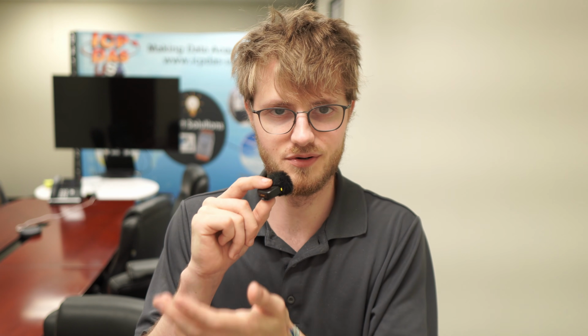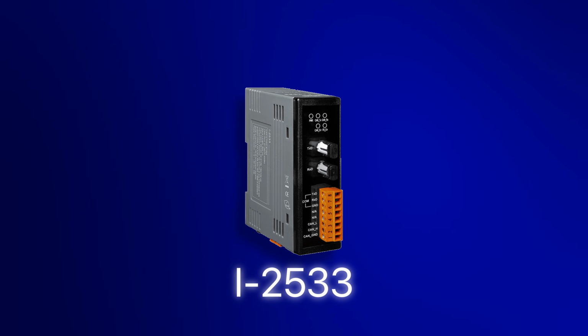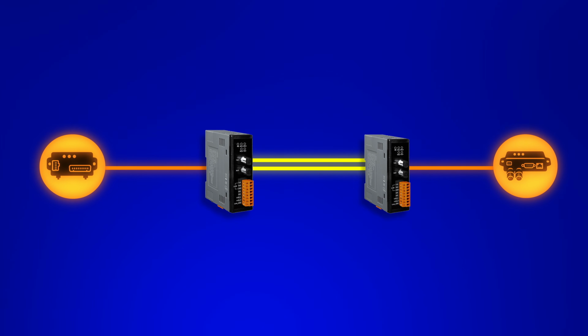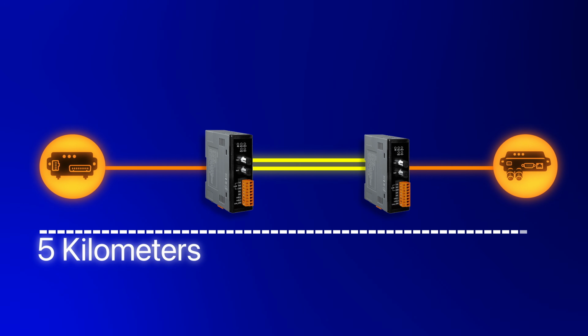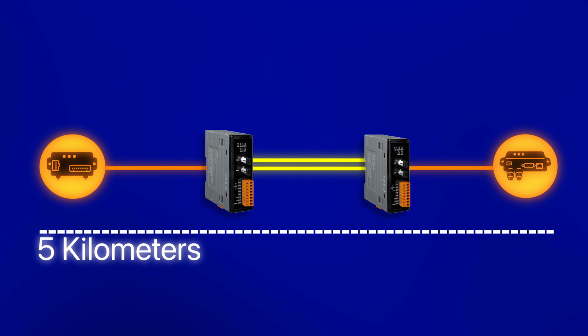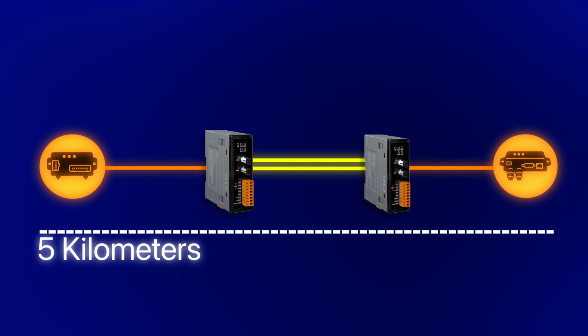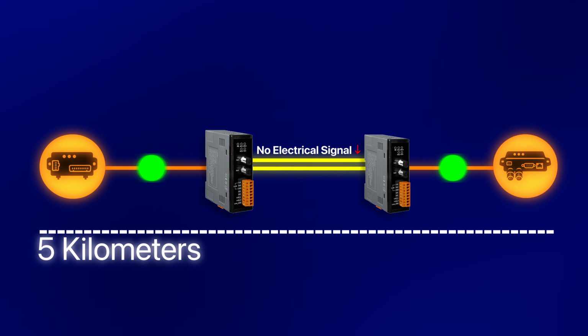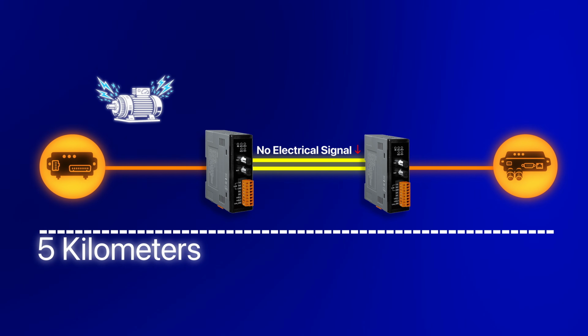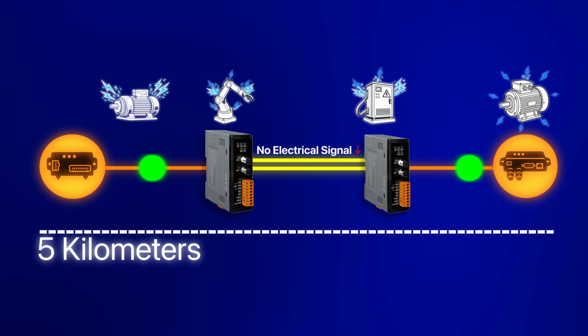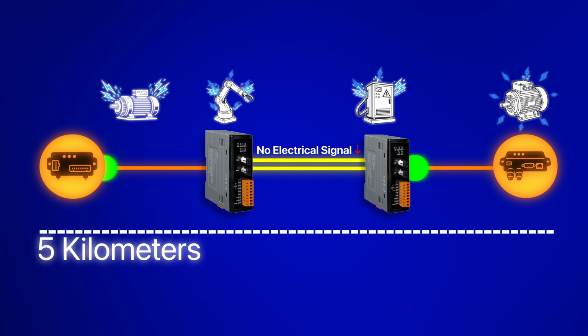Now, single mode fiber is built for going the distance, but a lot of facilities actually have a different problem. That problem is electrical noise. That's where the I-2533 is extremely important. This is a CAN to multi-mode fiber bridge, and it's built for shorter fiber runs where the real value isn't distance, it's immunity. Since fiber doesn't carry an electrical signal at all, it's completely immune to the kind of electromagnetic interference that causes chaos on copper CAN lines running near motors, drives, welders, and other high voltage equipment.